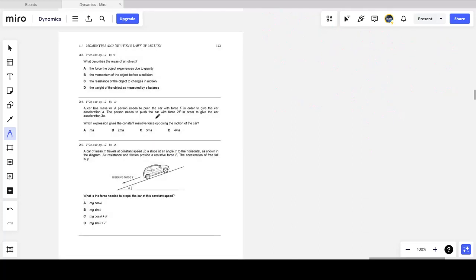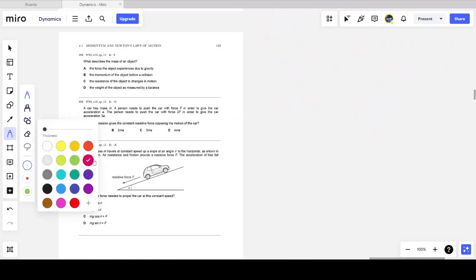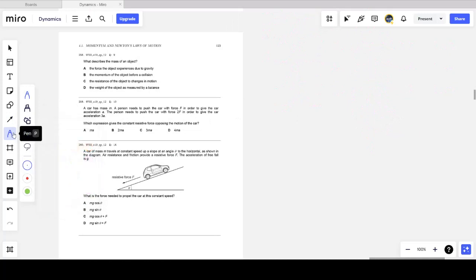The next one is question 258. This is from the summer 19 exam, question paper 1, variant 2, and it's question 9 from that paper. And we're asked, what describes the mass of an object? Well, we should know this, because we should know the definition of mass. Is it the force that the object experiences due to gravity, the momentum of the object before a collision, the resistance of the object to changes in motion, or the weight of the object as measured by a balance?